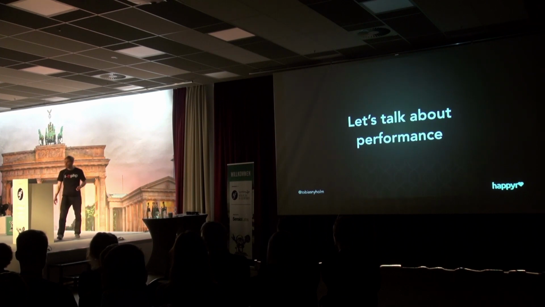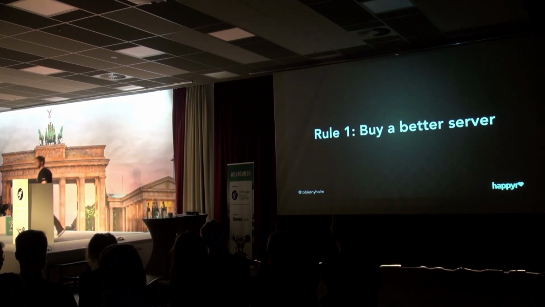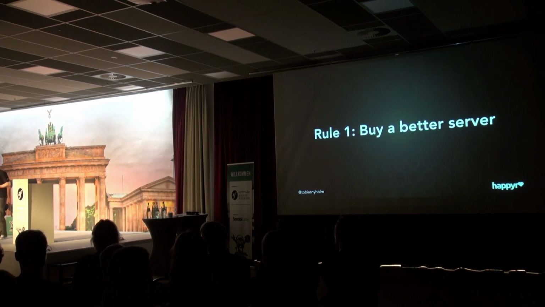Rule number 1. Buy a better server. This is by far the cheapest way to get better performance in your application. Hardware is so much cheaper than software, and by software, I mean people in this room. Developers are super expensive, so it's always simpler to buy a new server.